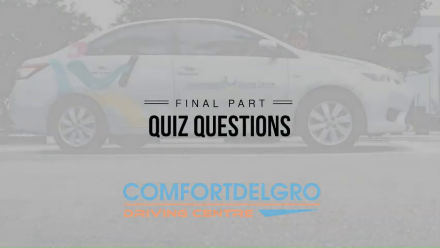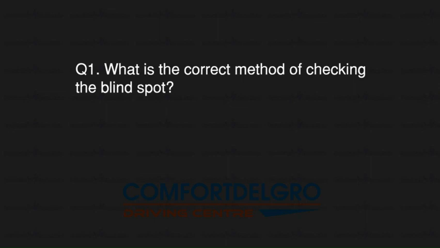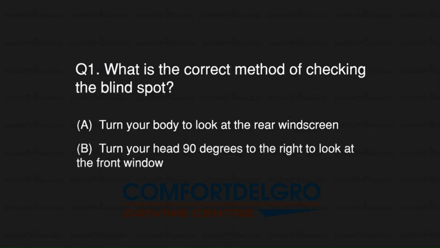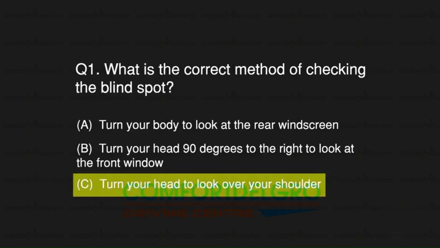Quiz questions. 1. What is the correct method of checking the blind spot? A. Turn your body to look at the rear windscreen. B. Turn your head 90 degrees to the right to look at the front window. C. Turn your head to look over your shoulder.